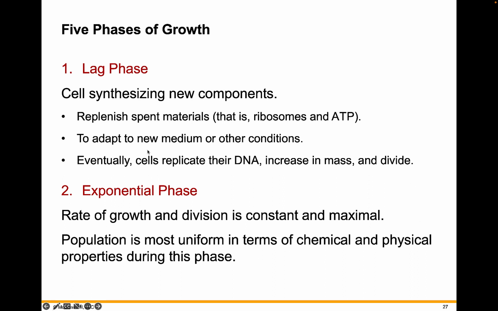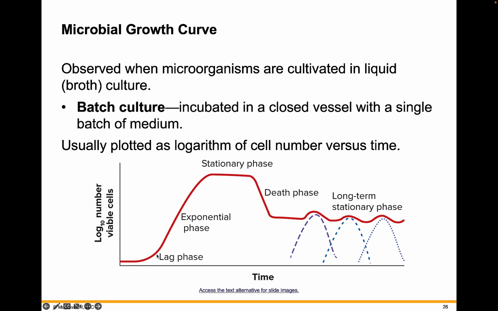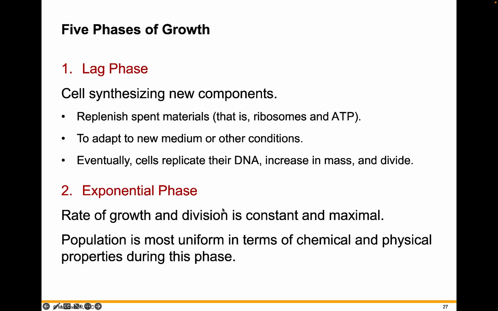So in the five phases, the first phase is the lag phase. At this time, the cell is synthesizing new components, and it is essentially adapting to the new media and other conditions. They replenish the spent material, ribosomes, and make ATP. Eventually the cells replicate their DNA, increase in mass, and start to divide. So in the lag phase, there is essentially slow growth. The cells are just being prepared to be fully active.